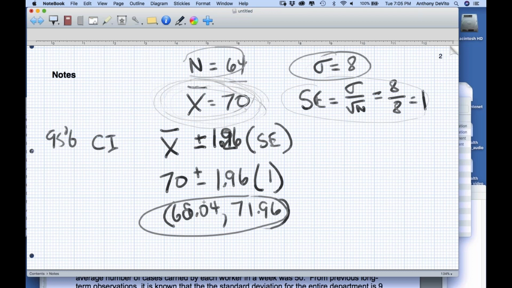Now, let's take a look at what would have happened if the sample size were bigger. Let's say that instead of 64, the sample size is, let's see, 144.